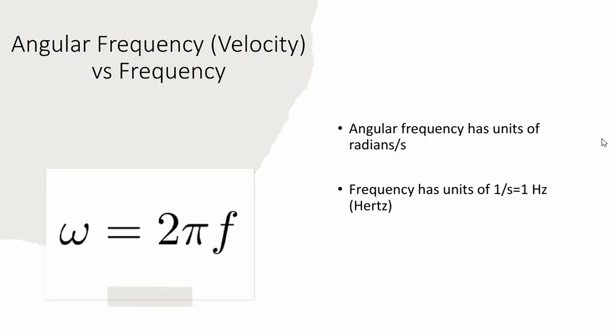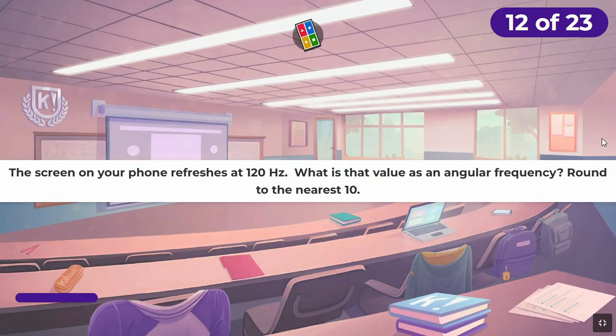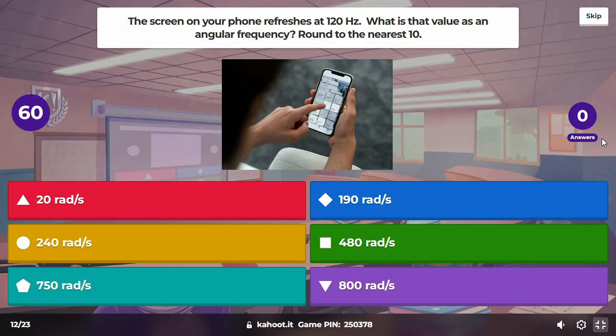This frequency is different than the angular frequency that goes into all of your equations, but it's really easy to convert between the two. You just have to pay attention to this factor of 2 pi. So let's do some practice converting the refresh rate for your screen of 120 hertz. What will the angular frequency be? And you can just round to the nearest 10.